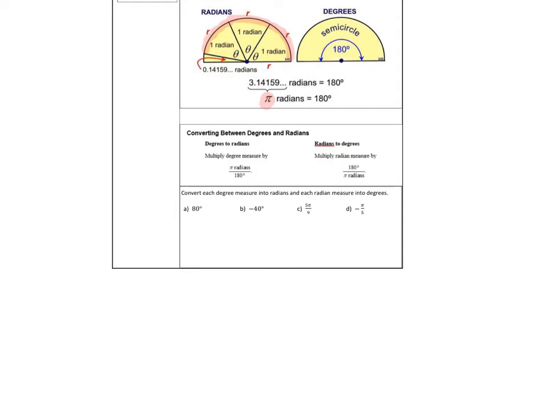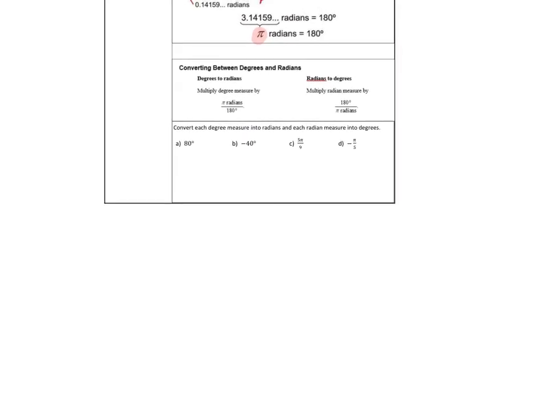Okay, so our basis is that halfway around the circle is 180 degrees. And it's also, now we know, pi radians. So if we measured it in radians, meaning how many radii would it take to get halfway around the circle, there would be a little bit more than 3, and that would be pi radians, because remember, pi is a number. So we're going to use that idea, and we're going to convert between degrees and radians. Down here at the bottom, we've got some examples.